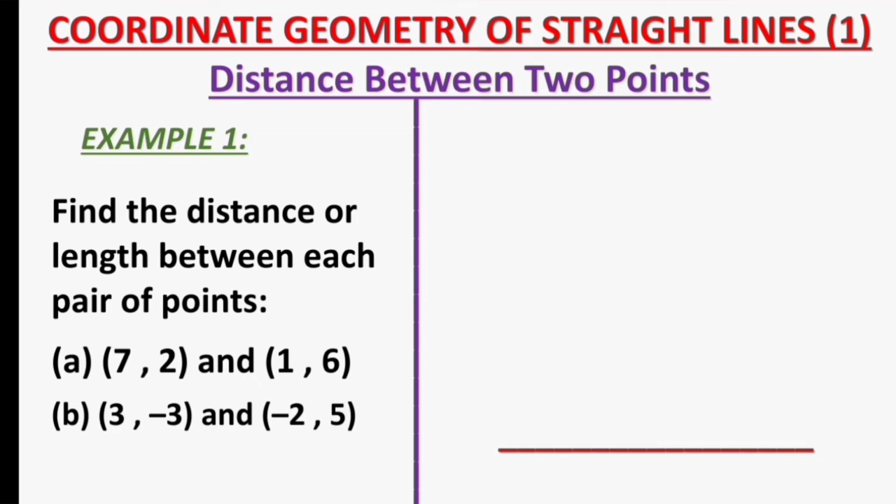Next, let's see some examples on coordinate geometry of straight lines. Our first example is on distance between 2 points. Example 1. Find the distance or length between each pair of points. Question A. The coordinates of the first point are 7 and 2, and the coordinates of the second point are 1 and 6. And question B. The coordinates of the first point are 3 and minus 3, and the coordinates of the second point are minus 2 and 5.